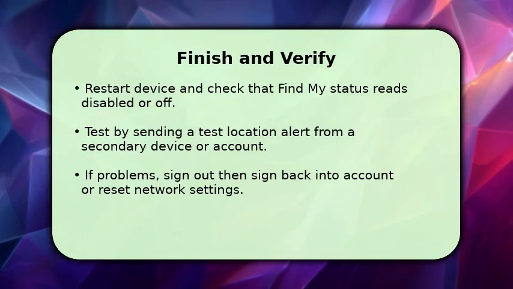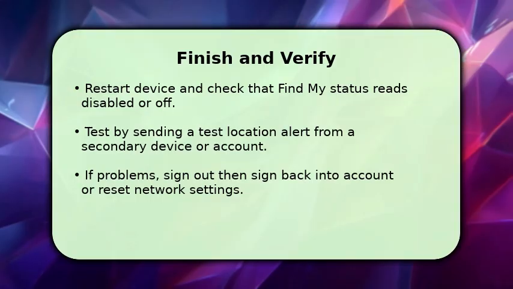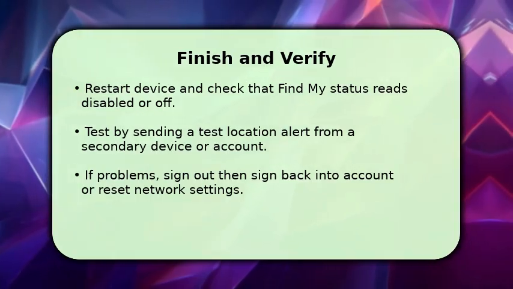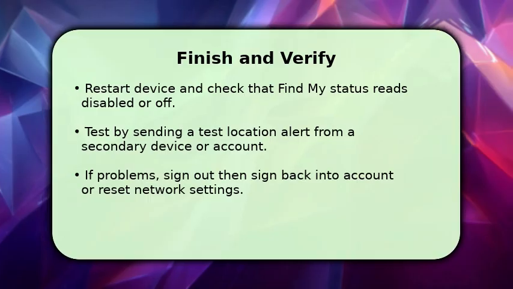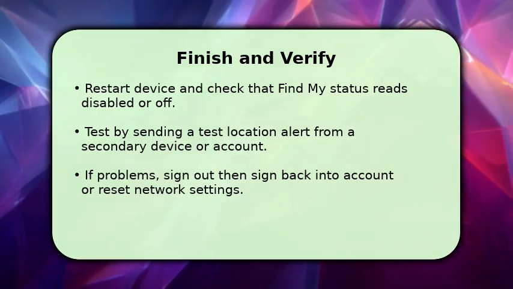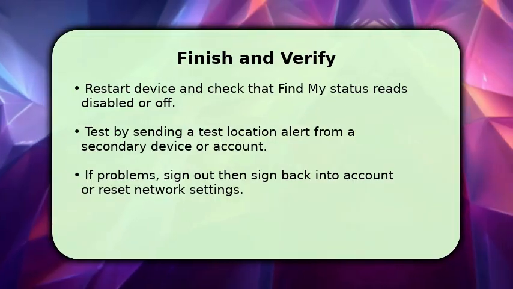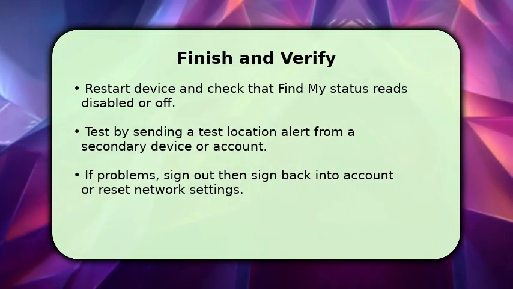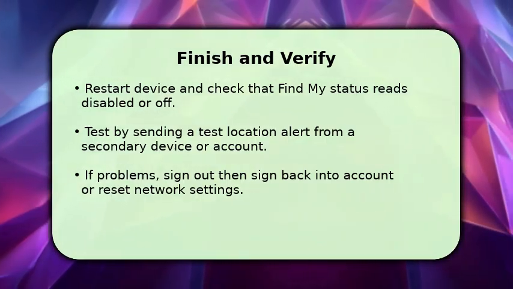Once done, check the Find My status in Settings. It should indicate disabled or off. Make a quick test. From a second device or web account, attempt to locate or trigger an alert. Confirm nothing comes through. If alerts still appear, make sure you removed every linked device and then sign out of your Apple or Google account and sign back in. If that fails, reset network settings as a final troubleshoot.